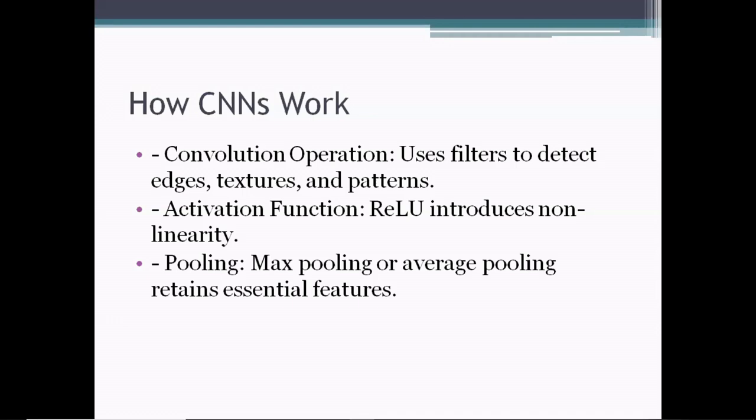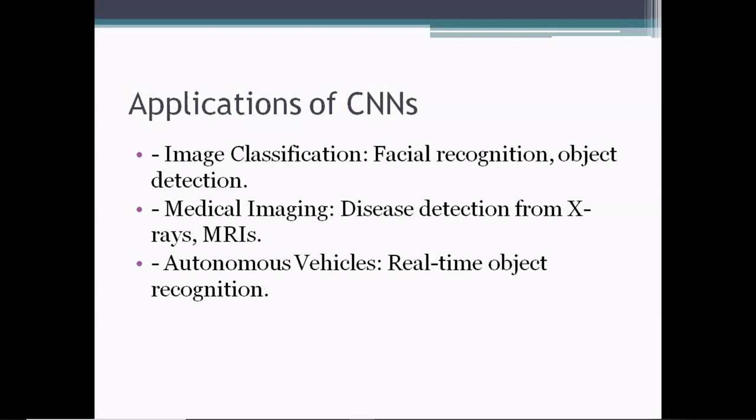The rest of the features are filtered by the convolution layers. Okay, so what are the different applications of this CNN? As we already discussed, the applications of CNN are in image classification, for example, object detection and facial recognition. For example, in traffic, you have to analyze how many two-wheelers and how many four-wheelers there are. In that case, CNN is also used.